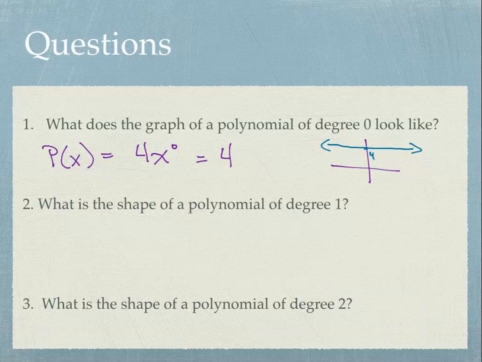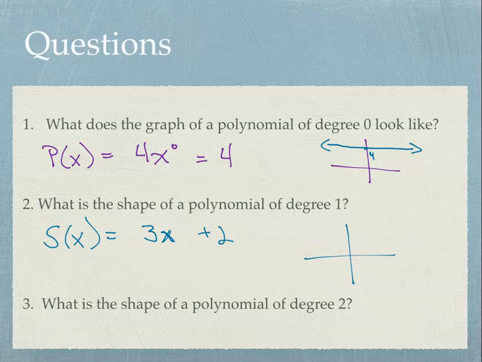A polynomial with degree 1: say I had s of x, and degree 1 is just 3x to the 1st, maybe plus 2. We could write this x to the 1st, or we don't have to. If you have x to the 1st, sometimes it won't be written. Sometimes it'll just say 3x. 3x plus 2 should look familiar to us. 3x plus 2 is a line.